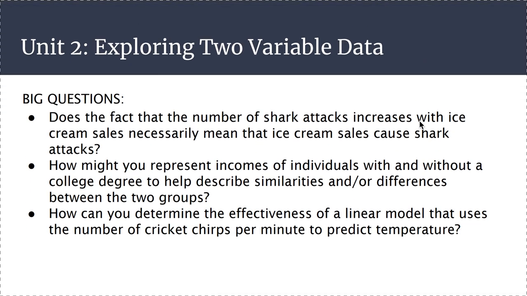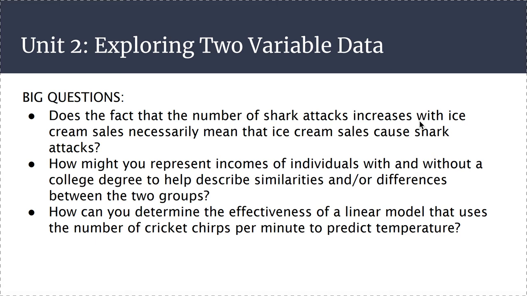All right. So really what we're exploring this unit is several big questions. And the questions can be narrowed down to some more specific examples like this. Does the fact that the number of shark attacks increases with ice cream sales necessarily mean that ice cream sales cause shark attacks? How might you represent incomes of individuals with and without a college degree to help describe similarities and or differences between the two groups?